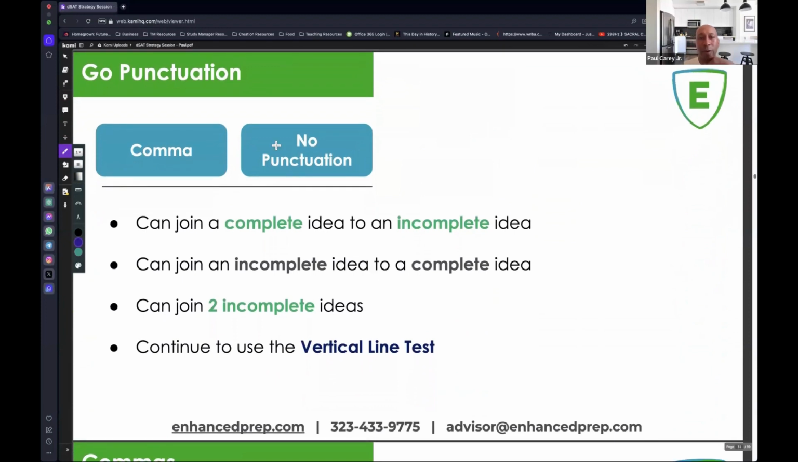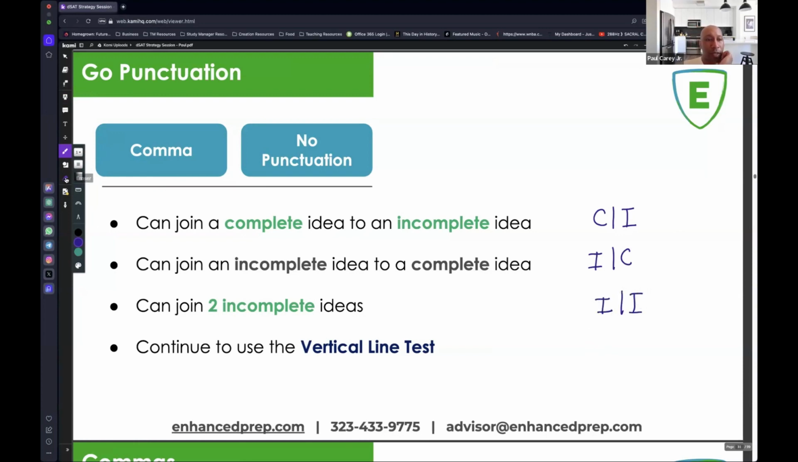Let's talk about another form. So this next one is going to be go punctuation. Go punctuation is interesting because there's three different situations where you can have it. For stop, we said that you need to have two complete ideas. With go punctuation, you need to make sure that you have at least one incomplete idea. So you can have a complete and an incomplete. You can have an incomplete and a complete. And you can have an incomplete and an incomplete.